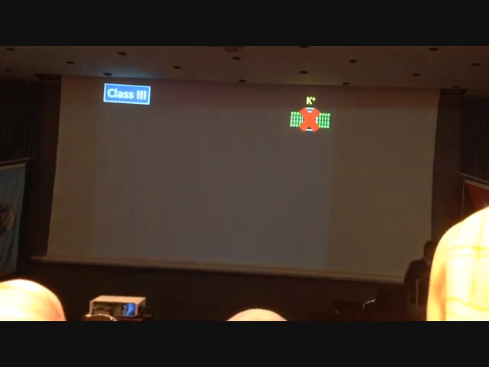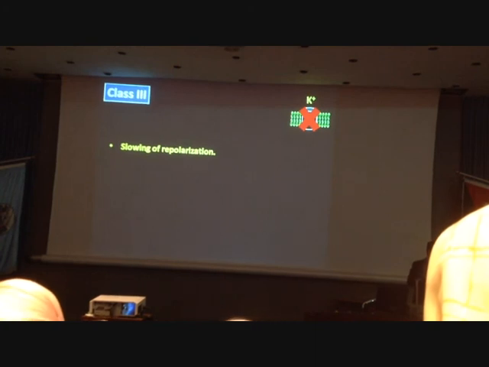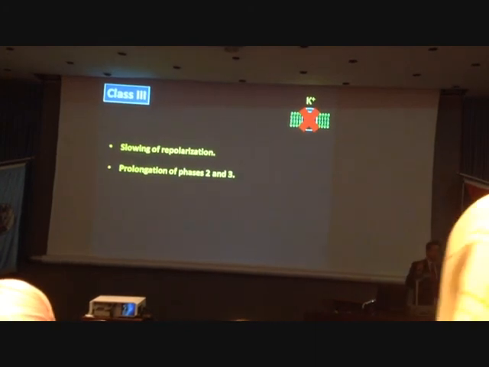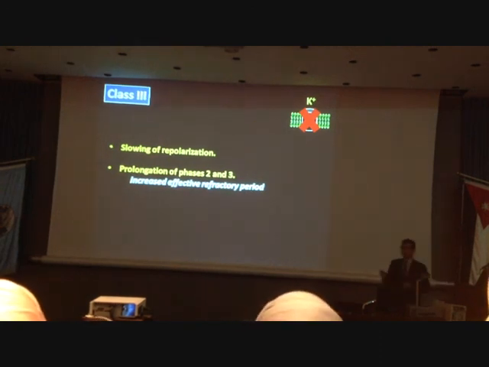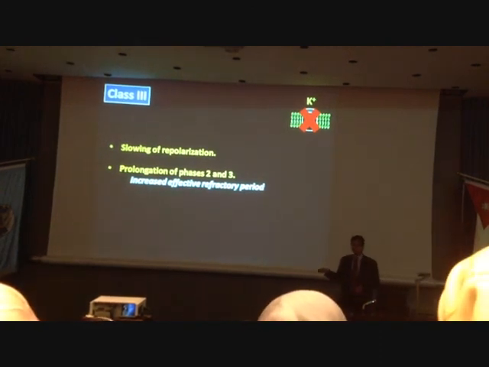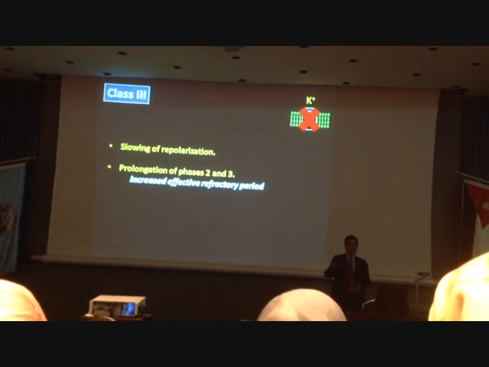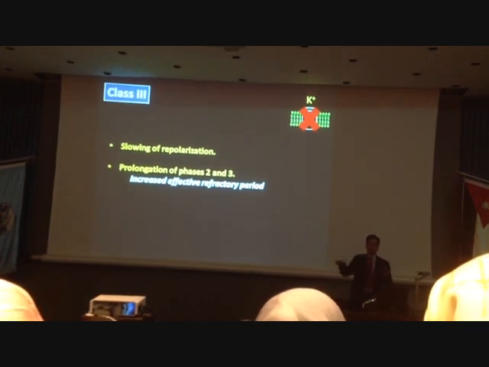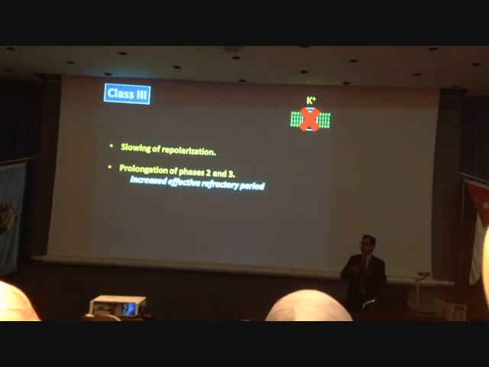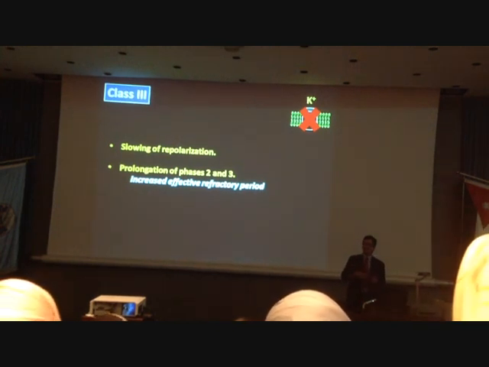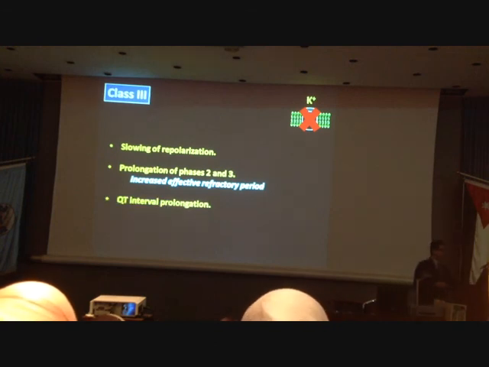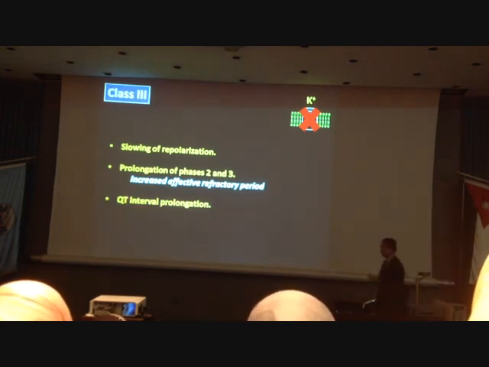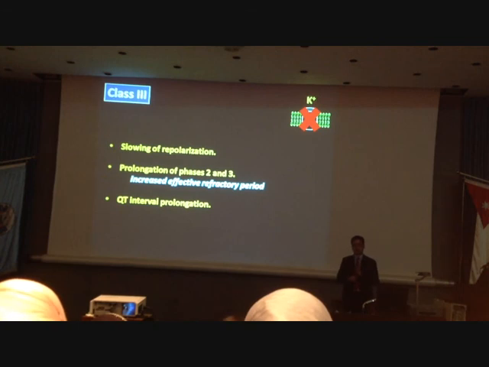All right. So here's a summary for you. There is a slowing of repolarization, prolongation of phases 2 and 3, which means there's an increase in the effective refractory period, what you asked previously, right? If you prolong phase 3, the cell will be refractory to more stimuli, so that means it does not get into a new action potential. And finally, there is a QT interval prolongation.